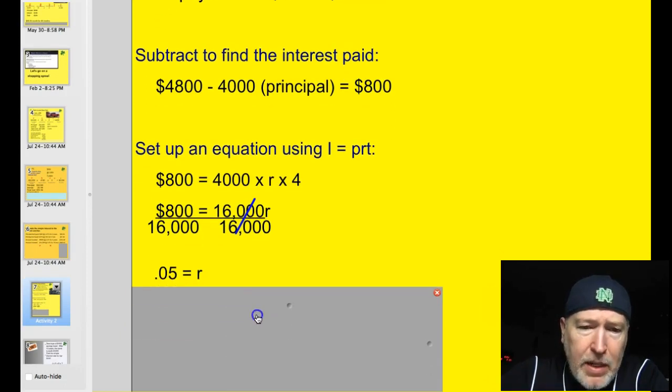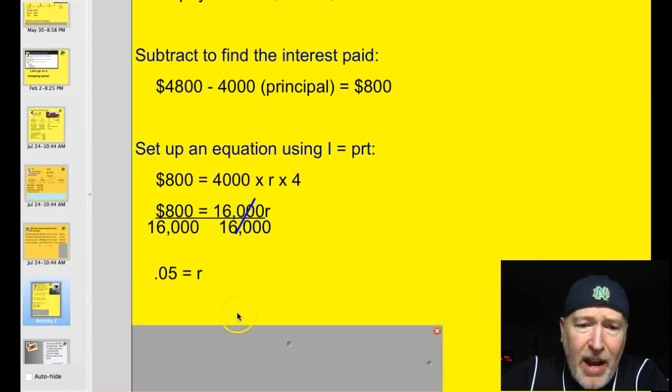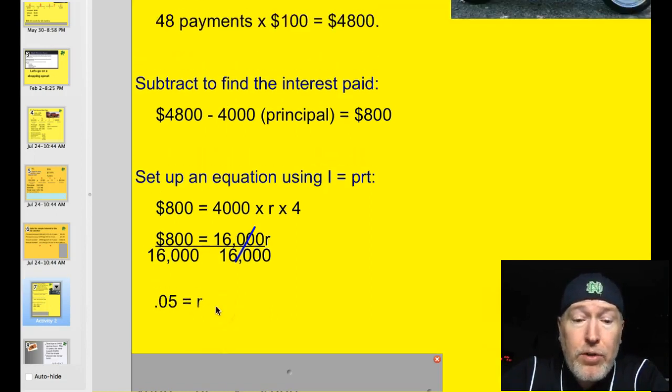What does that really mean? Well, that means that it's 5% interest he was paying. It's not a horrible interest rate, but you really should know what your interest rate is before you sign up to pay it. Because you could probably find a cheaper interest rate, maybe at a different bank or a credit union.